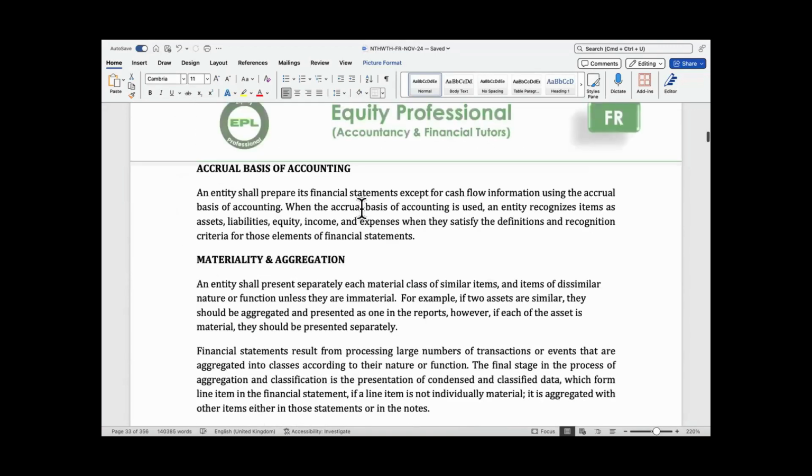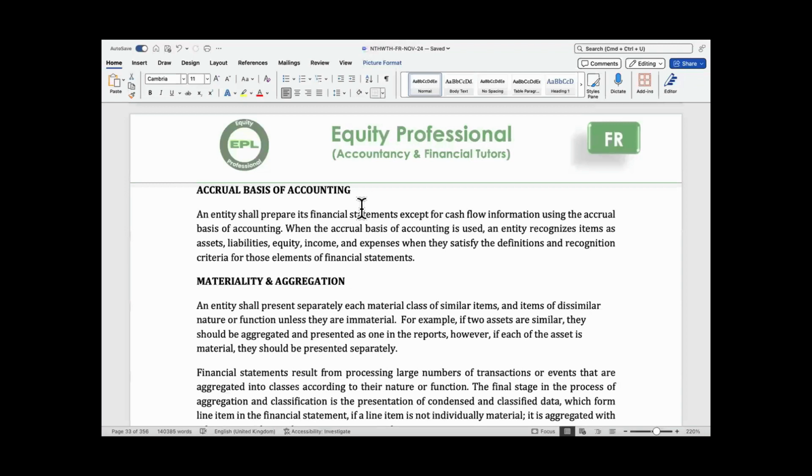Okay, thank you. So, an entity shall prepare its financial statement, except for cash flow, using the accrual basis of accounting. So that is for assets, liabilities, equity, income, and expenses. But in reality, when you are fully satisfied that the company has earned it, but you've not actually received it, probably the job and the project has been completed.